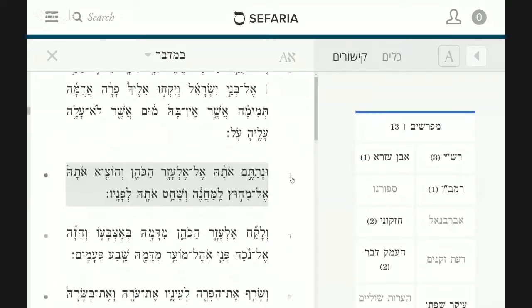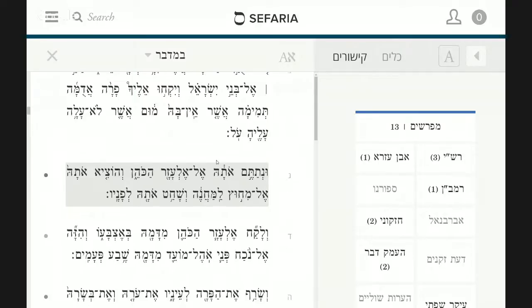And here we are, Numbers 19, Yod Peit, 19. So we're at Parashat Gimel right here, and I will start reading it. Unitatem otah el Elazar ha-kohen, vehotzi otah el michutz lamachane, v'shachat otah lefanav. Of course, we're talking here about the para aduma, the completely red cow.